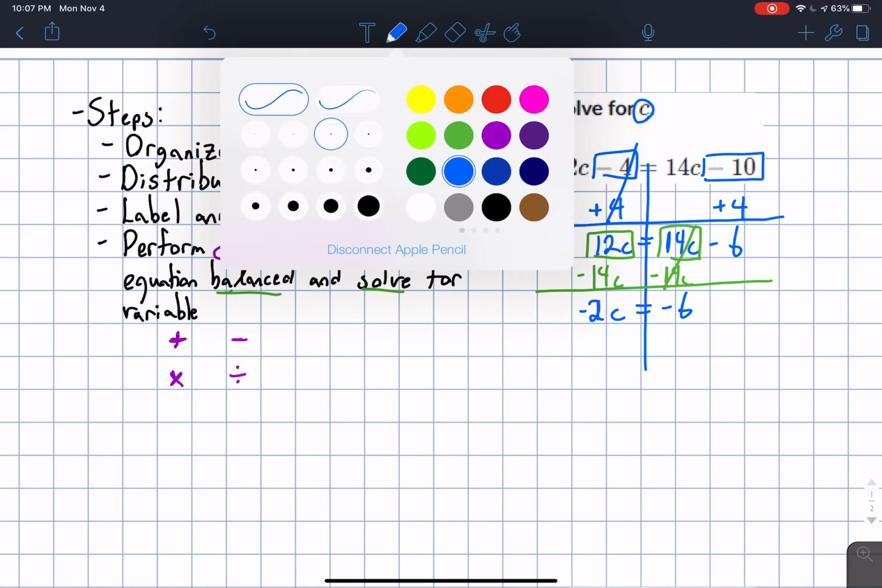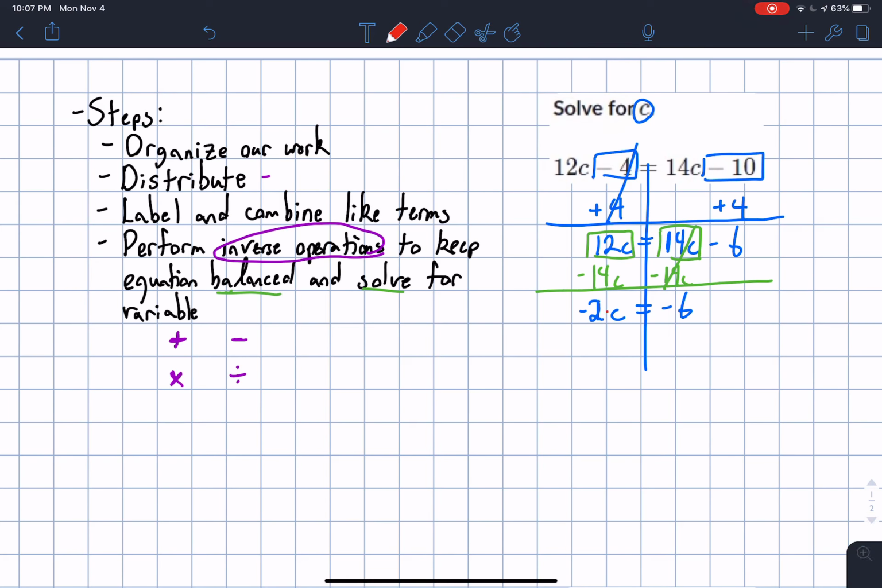To get that variable by itself, I realize this is multiplication between a variable and a coefficient, and I need to perform the opposite, or the inverse operation, of multiplication, so divide both sides by negative 2, not 2. This cancels out. C ends up equaling 3.